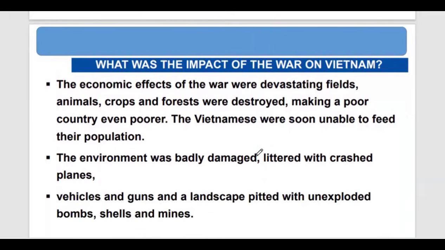Right, economic effects were devastating. They lost their way of life. Remember, they were peasants. The Americans were spraying herbicides on their crops. They destroyed the fertility of their land. At the end, they could not make a living and feed their people. They were negatively impacted.